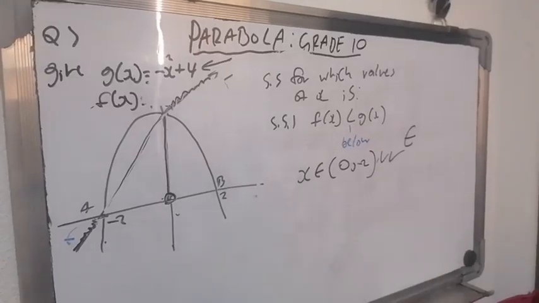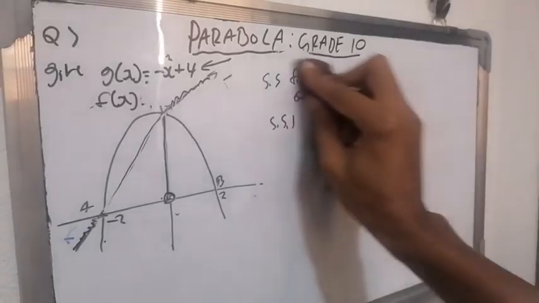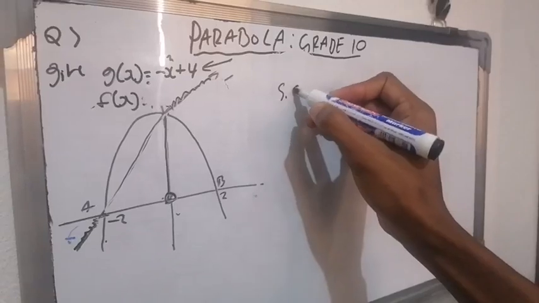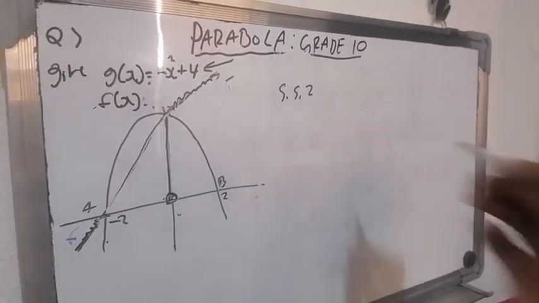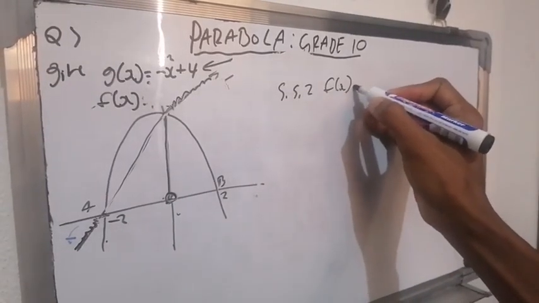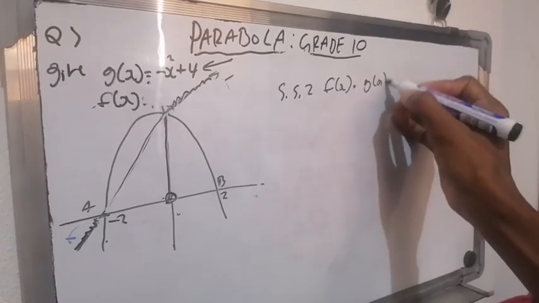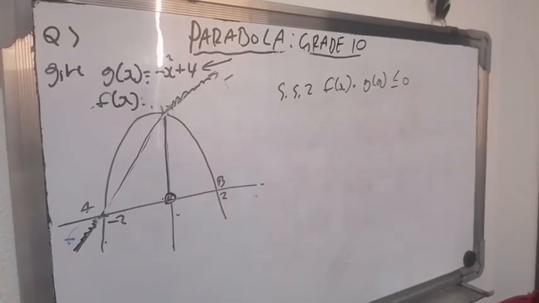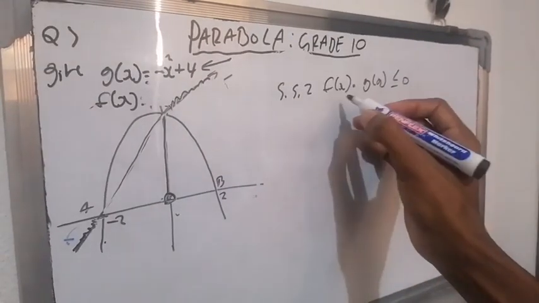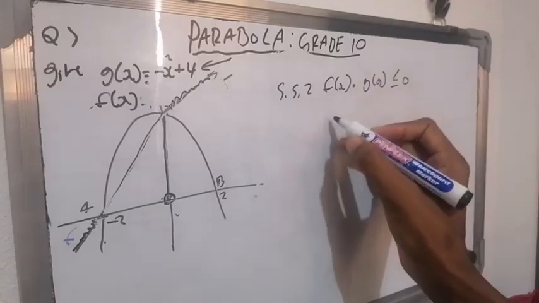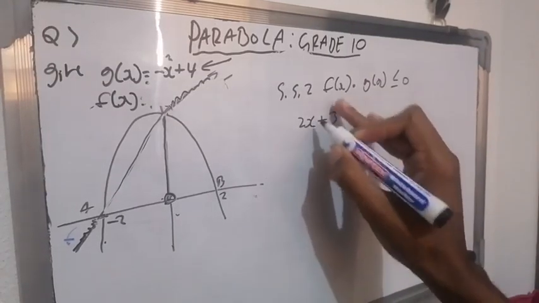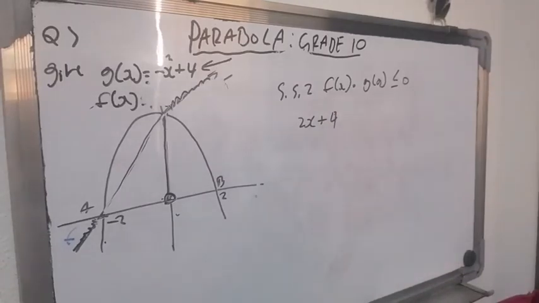Then they will come and do something like this. They will come and do something like that. This is 5.5.2. They will say f of x multiplied by g of x less than or equal to 0. Now don't panic. Just try to substitute. You know what your f of x is. We found it before. It was 2x plus 4, sorry, if I remember very well.